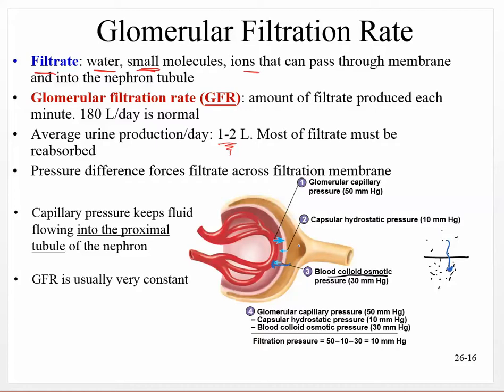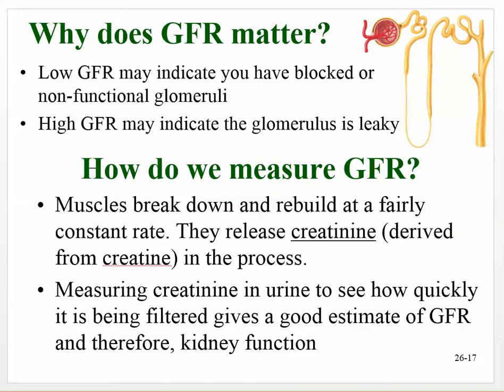Okay, and then you have the whole issue of pressure building up in here, and that's also pushing back a little bit. But overall, when the whole thing is said and done, the blood pressure, which is called glomerular capillary pressure, is going to win. And so you're going to have net flow into the nephron here. Okay, so GFR is usually very constant, and there's a good reason for that. So first of all, why does it matter? Why are we even talking about GFR?